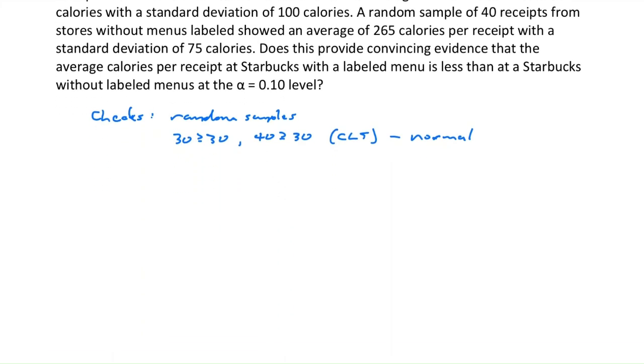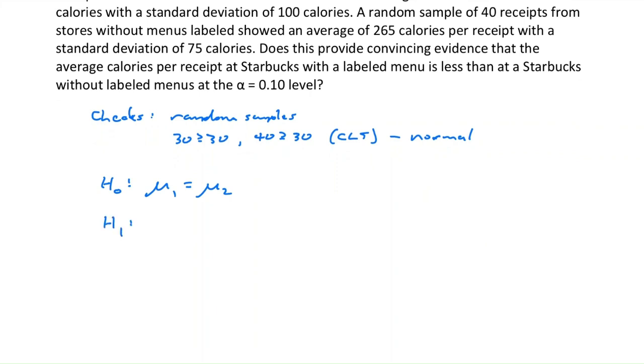And then we've got our hypotheses. So again, we always assume here that the two means are the same, that there is no difference. Whether or not we label menus with calories or not, that's not going to change people's behavior. They're going to order what they're going to order, and therefore we would not see a significant difference in calories per receipt. So that's our null.